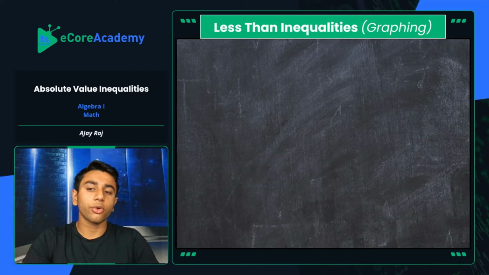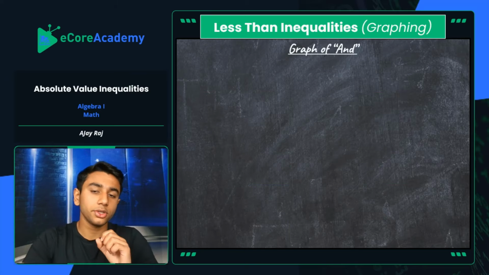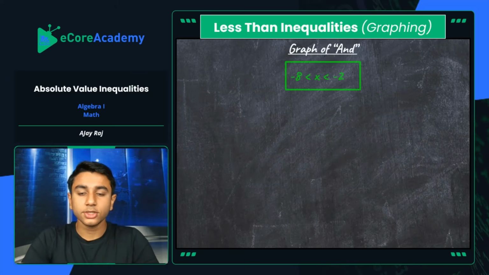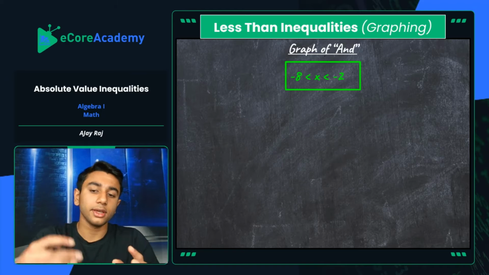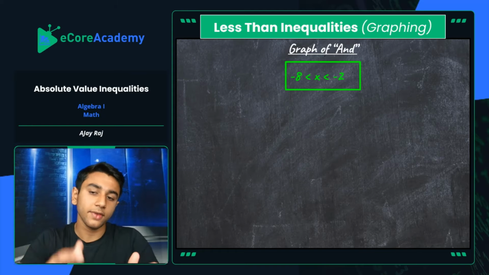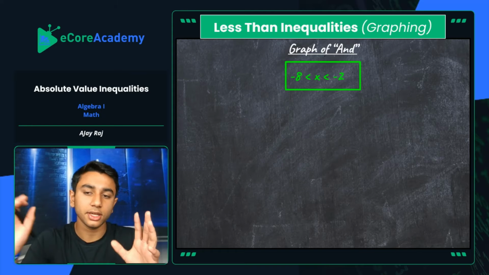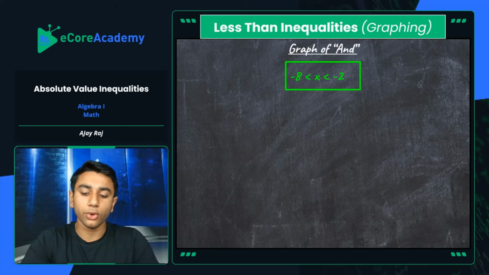Now let's take a look at our graphing. How exactly would we graph this? So this is less than inequalities graphing. This is specifically going to entitle our graph of and. So we're given our final solution. Remember, our final solution was that x < -2 and x > -8. But of course, we can write it as -8 < x < -2 because it's an and statement and it's one fluid graph.